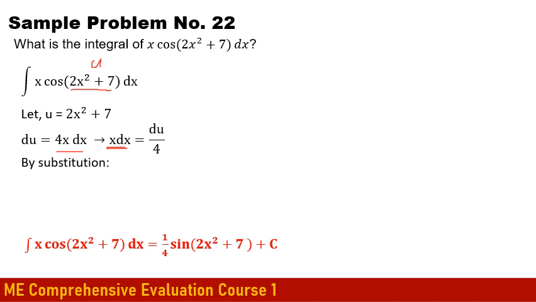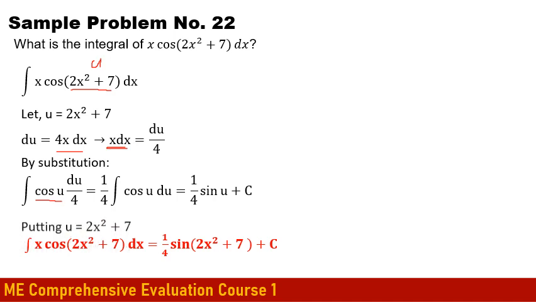So if x dx is equal to du over 4, this x multiplied by dx here can be reduced to du over 4, so that we will have cosine of u du over 4. Then we can take out the constant 1/4 and multiply it with the integral of cosine of u du. So the integral is 1/4 sine u plus c. And we substitute back u, which is 2x squared plus 7, so that we will obtain our final result, which is 1/4 sine of (2x squared plus 7) plus c.